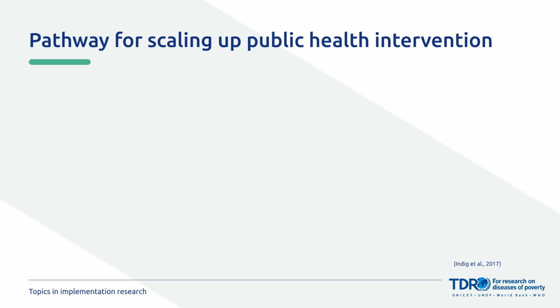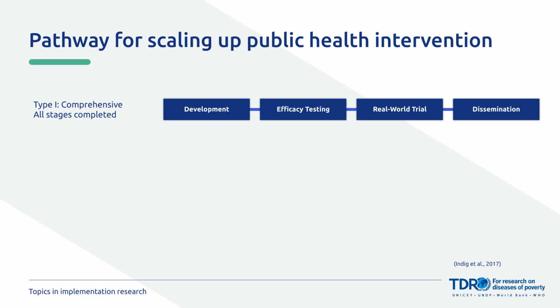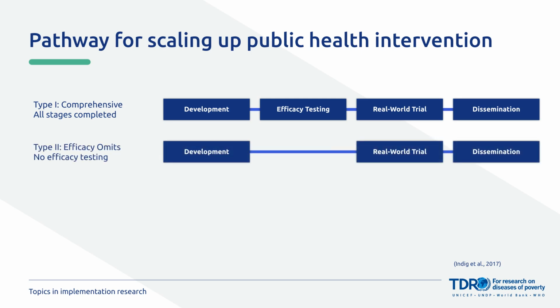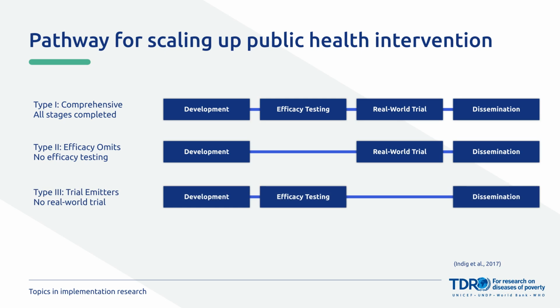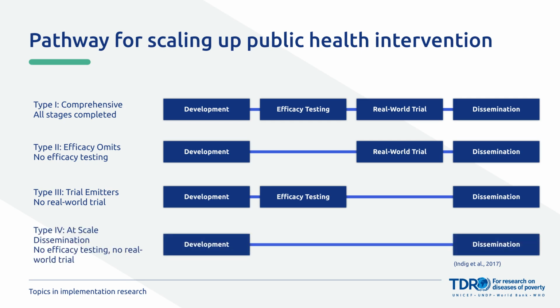The dissemination stage identifies whether the intervention was disseminated at a population level, including whether it was adapted, institutionalized, or commercialized. Based on this framework, there are 4 types of scaling up pathways from a systematic review of various intervention scale-up processes. Type 1, comprehensive. This type is adhering to all 4 stages of scaling up. Type 2, efficacy omitter. The scale-up process did not test the efficacy of the intervention. Type 3, trial omitter. The real-world trial was not conducted. Type 4, at-scale dissemination. Intervention proceeded directly from development to dissemination, skipping both efficacy testing and real-world trials.